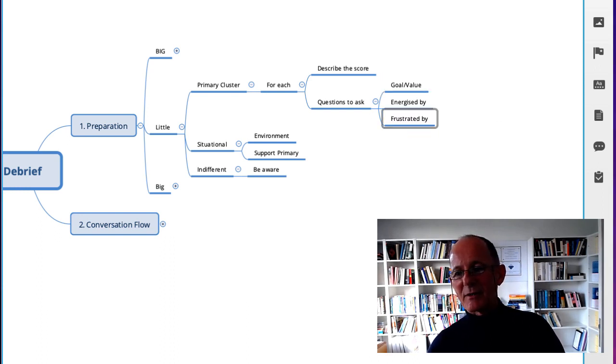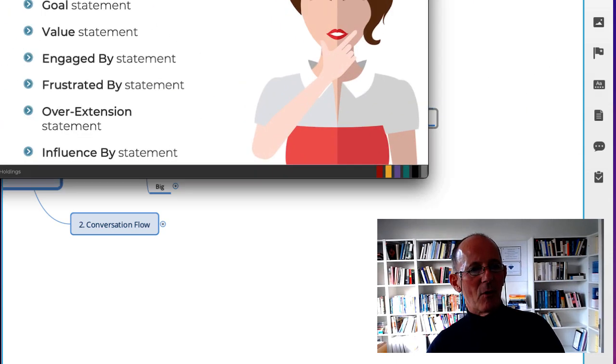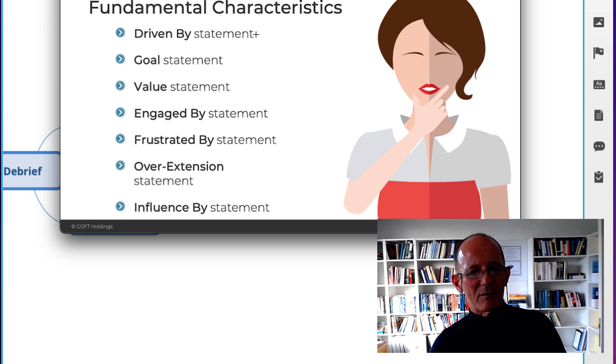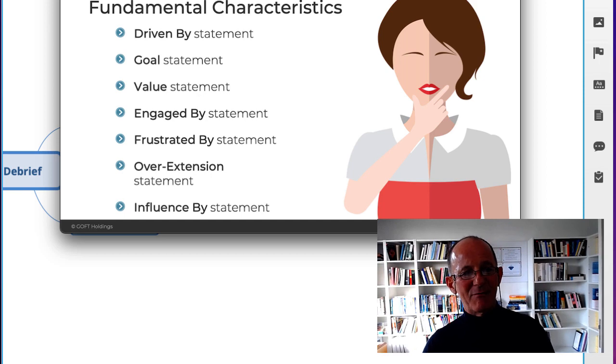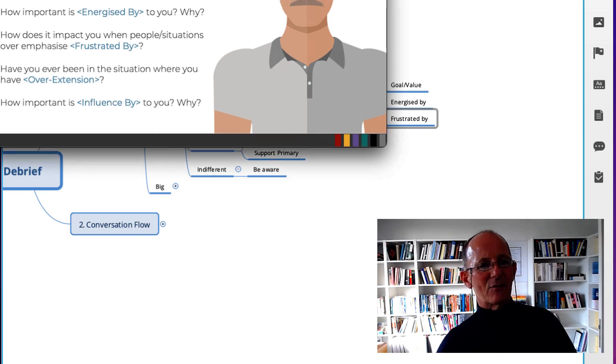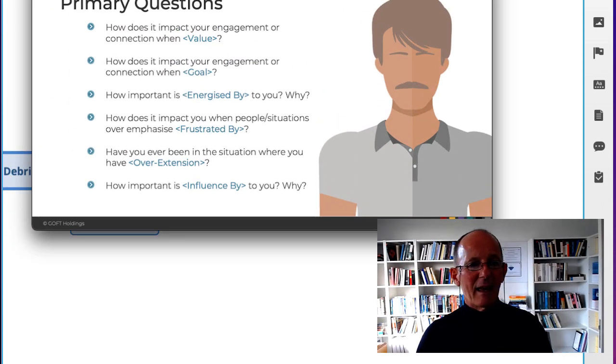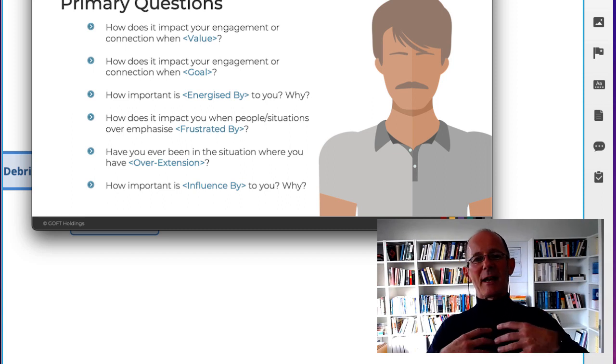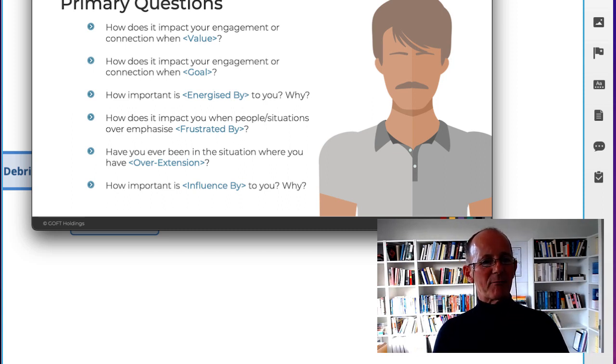So let's have a look at this questioning formula and just pop in here for a moment. The driven by statement, like what drives them? The goal statement, the value statement, the engaged by statement, the frustrated by statement, the extended statement, and the influenced by statement. So coming up with these is really, really important, like doing this exercise in advance so that you can look at it. So for example, to be ready for your client, to be prepared for the debriefing, you want to prepare the following questions and come up with your answers. Well, if you understand what I mean, come up with the statements. Obviously, the answer is going to come from the client.